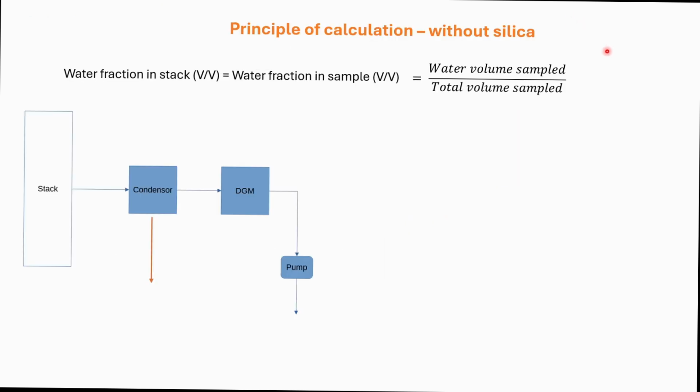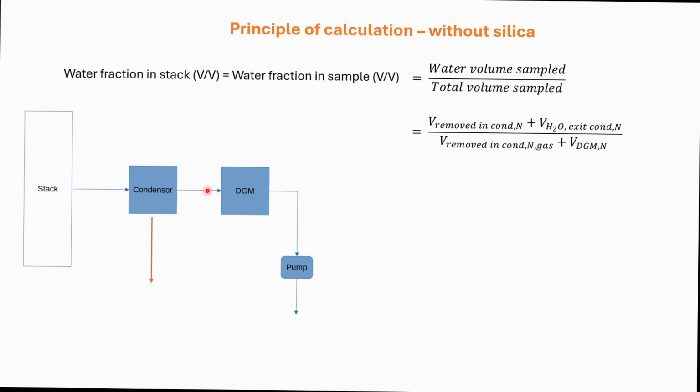Finally, just a little comment on how you can actually calculate for water without the silica. Same principle applies. The water fraction in the stack or in the sample is equal to the total water that we sampled divided by the total volume we sampled. Now, if you do not use silica, we cannot assume here that there is no water leaving the condenser. So what you have then is the total water that you sampled is this water that you condense out, plus the water that actually goes to your dry gas meter, divided by the total gas that you sampled, which is the water that you removed in your condenser, calculated as in the previous slides, and the volume of the gas going through your dry gas meter and pump.